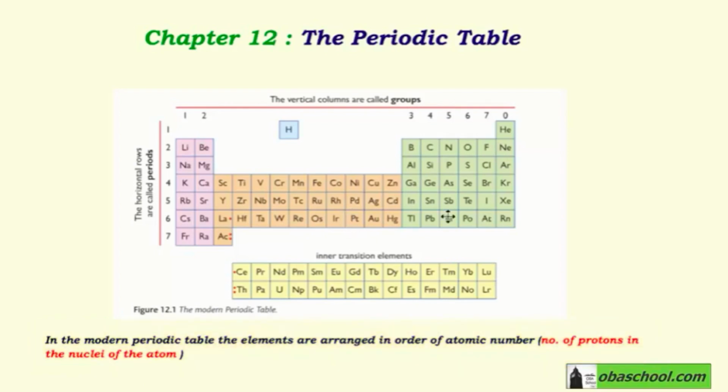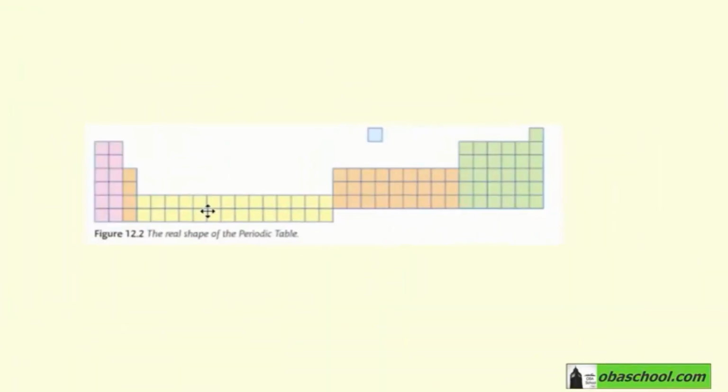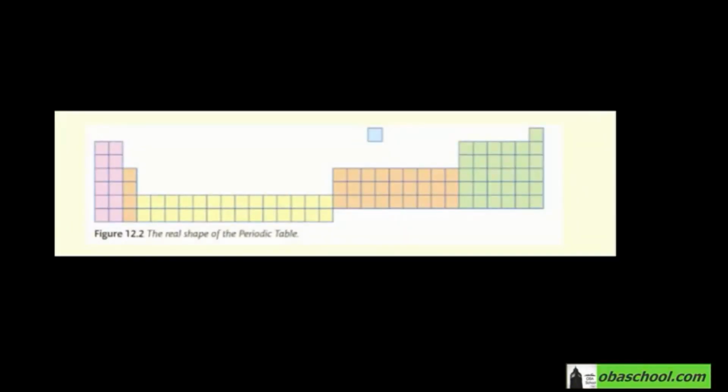Here we have the real shape of the periodic table. This is how the periodic table initially looked. If you look at the chemistry books, we do not find this shape. We find the one we saw before, which is the modern periodic table.